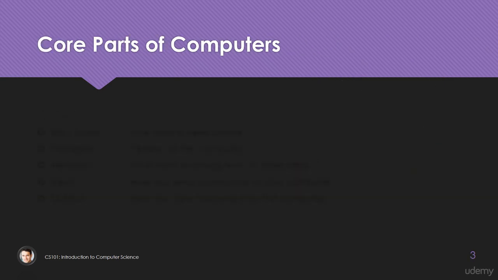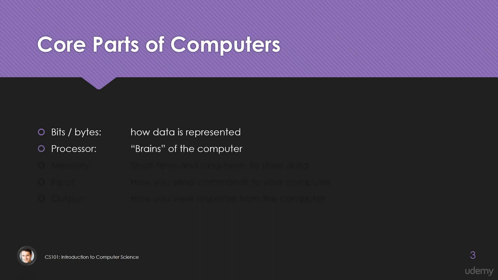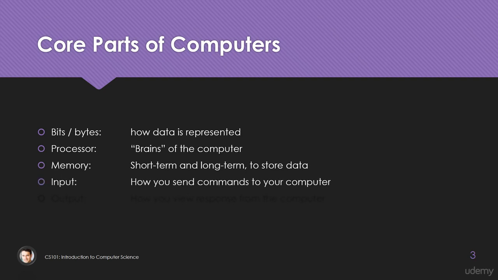And there are certain core parts that all computers have. They basically refer to bits and bytes. This is how data is represented in a computer. There is a processor, which is the brains of the computer. We're going to talk about all this in just a few seconds. There's memory. There's both short-term and long-term memory to store data. There's input. How do you send inputs and commands to your computer? And output. How you view the response that your computer gives you.